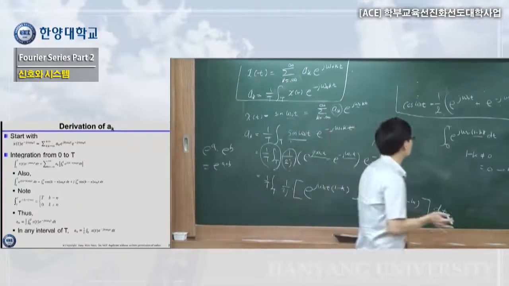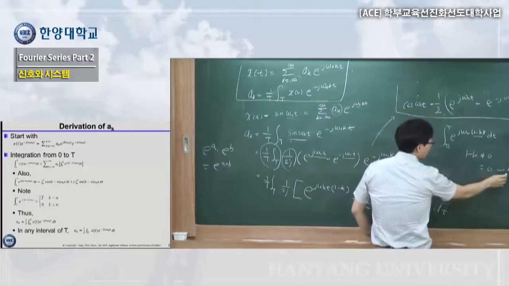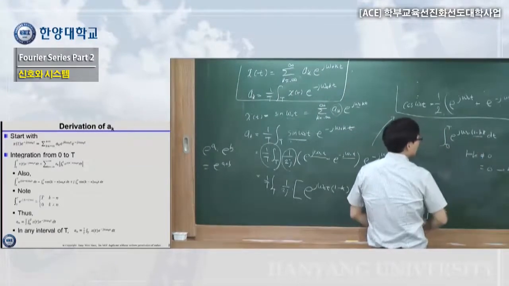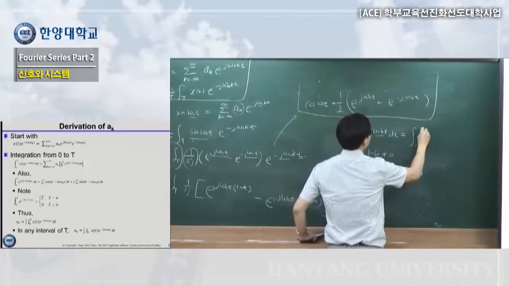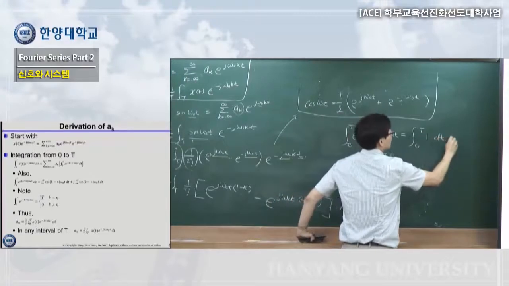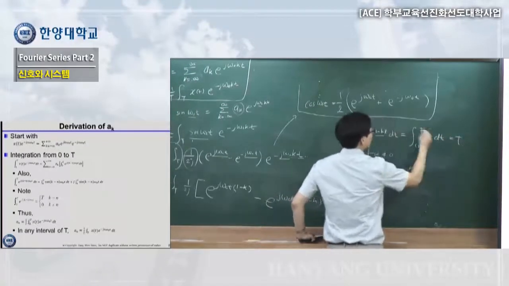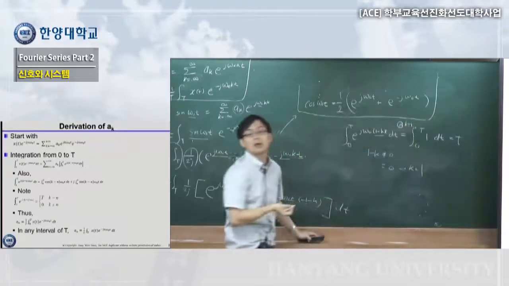So what do we find out? We find out that when k equals 1, then this one becomes 0, T, this becomes 0, so this one becomes T, when k equals 1. All right?